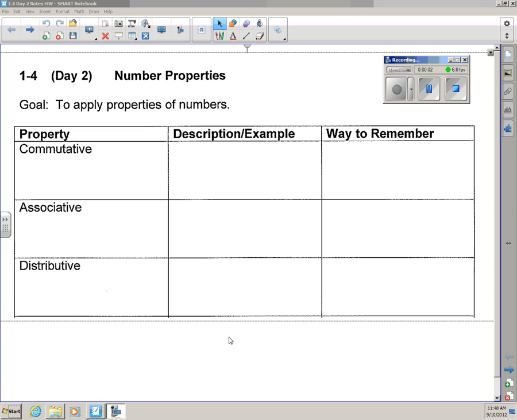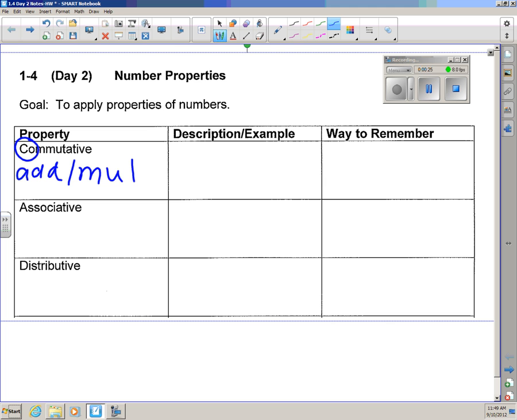Right, so for today's lesson, we're going to talk about different properties of numbers. The first property that we talk about is the commutative property. The commutative property basically just means that however you add or multiply numbers, the order won't make a difference in your result. So commutative right here is over addition and multiplication.